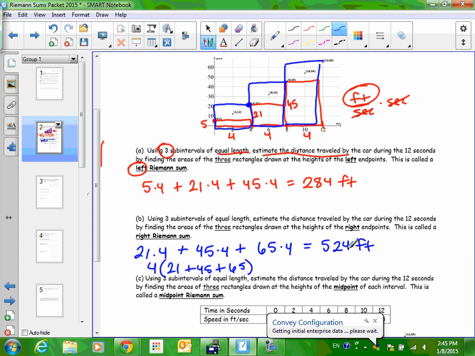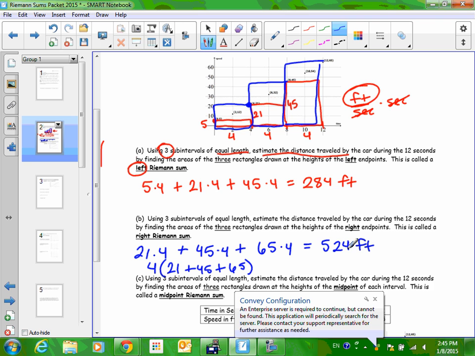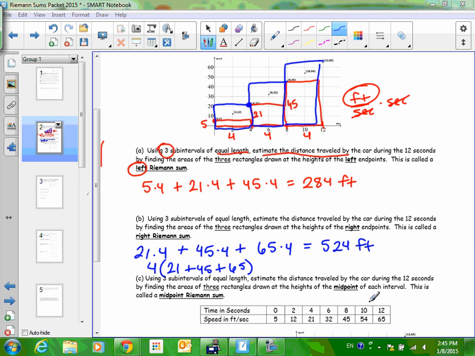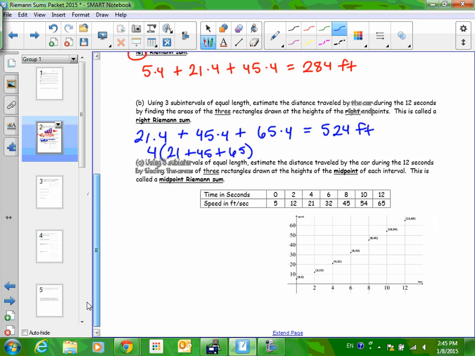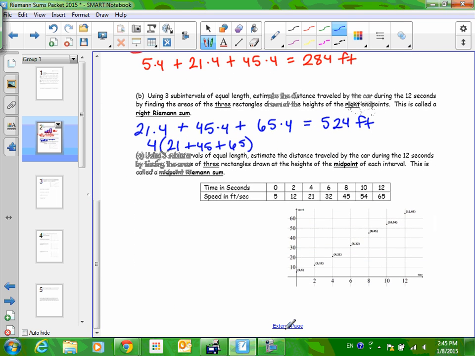So with the left and the right, one of them's under, one of them's over. It depends on the graph which one is which. It's not that left is always under or vice versa. But we're going to get into some that are a little bit more accurate. So the next thing we're going to do is the midpoint.